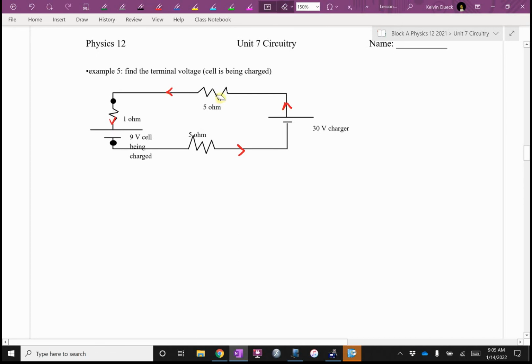I see a 5 ohm. I see a 1 ohm. Naomi, what's our total? Yep. What's the total voltage, not 30?